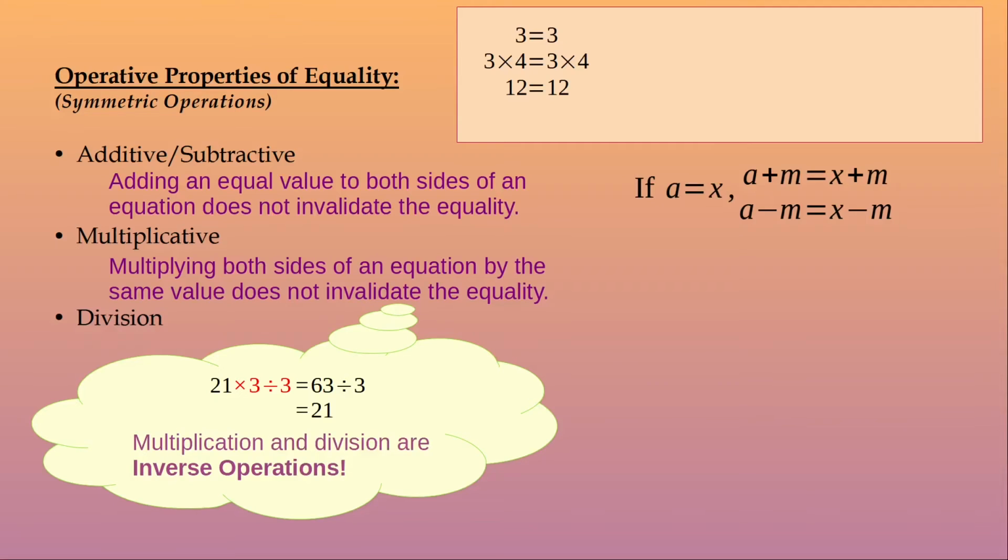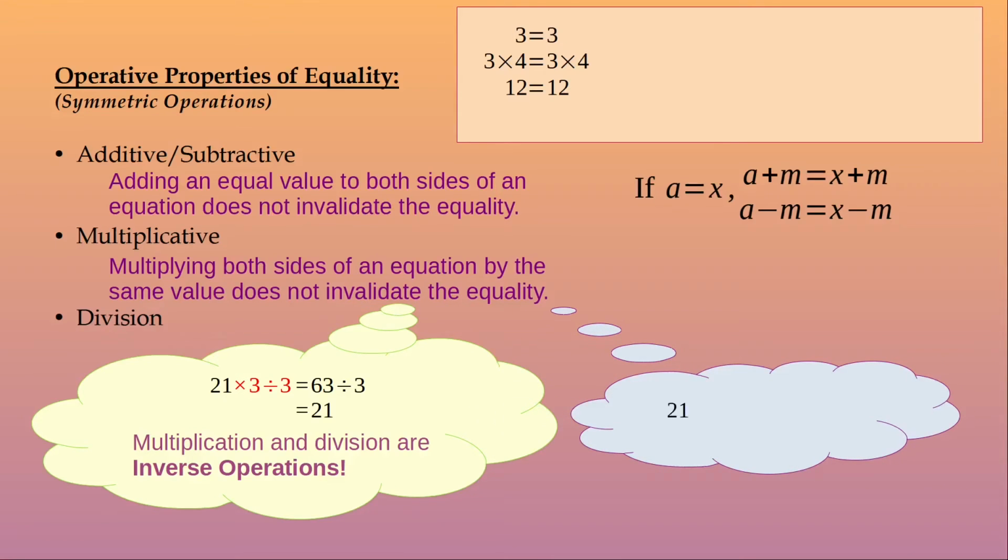So multiplication and division, as we've said before, are inverse operations. And because of that, we can do this the other way around. If I start with 21, and then I divide by 3, and then multiply by 3, well, 21 divided by 3 is 7, and 7 times 3 is 21, which puts me right back where I started. So it's important to remember that as we go forward.